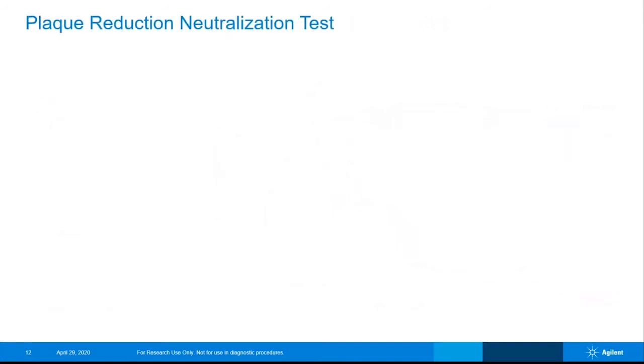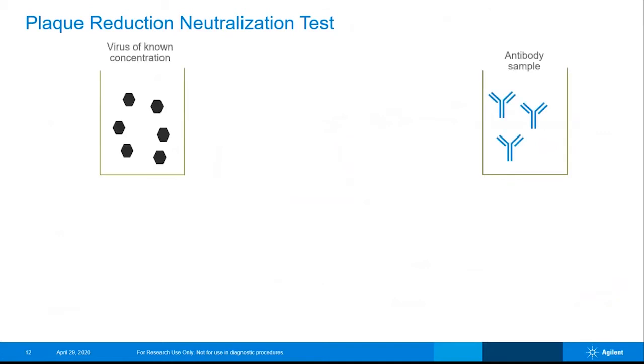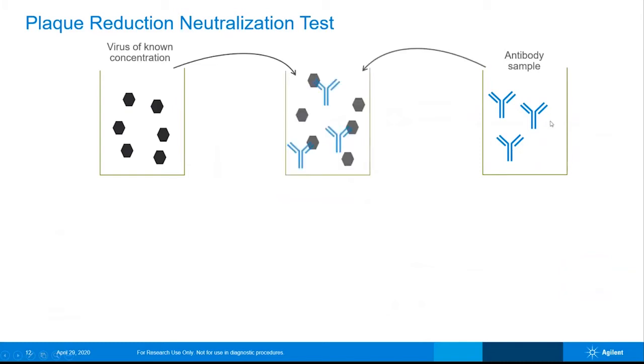I think most of you are extremely familiar with this, but just in case, the gold standard in this space would be to do a plaque reduction neutralization test. For this assay, you would have a virus of known concentration and an antibody sample, mix those, and allow it to incubate for a given amount of time. What you're hoping is that the antibody has affinity for some epitope on the virion surface, and that binding event actually inactivates the virus, preventing it from having a productive infection.